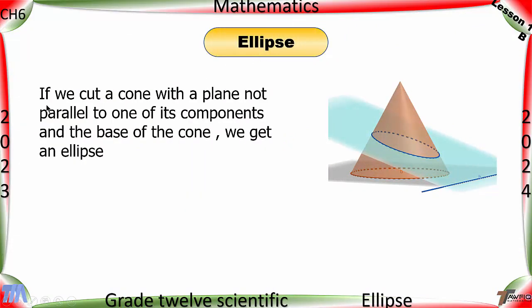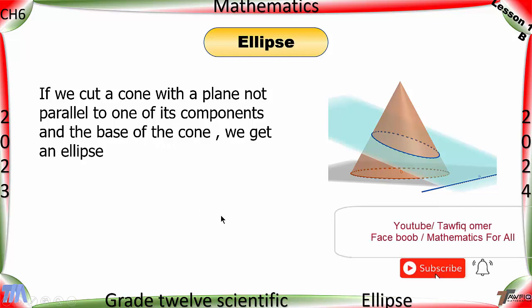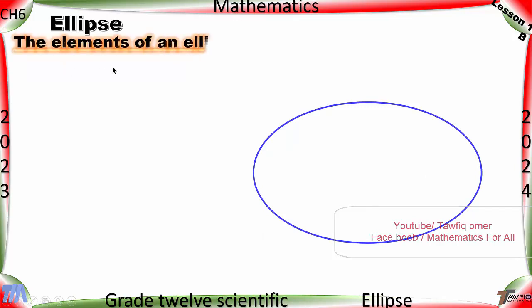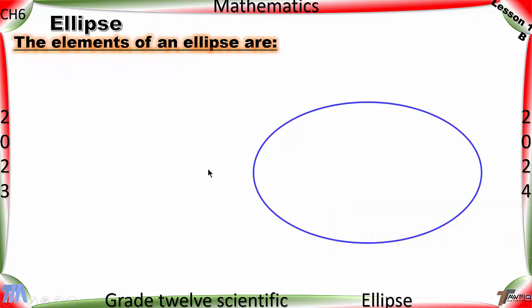Ellipse. If we cut a cone with a plane not parallel to one of its components and the base of the cone, we get an ellipse. This is the graph of the ellipse. The elements of an ellipse are: first of all, we have two foci, F1 and F2.